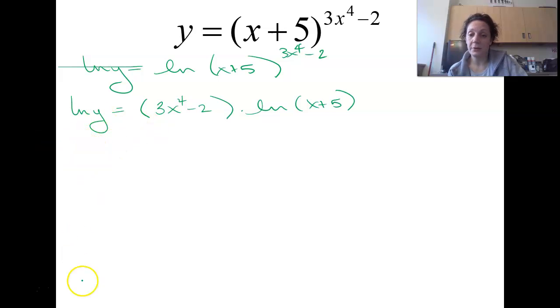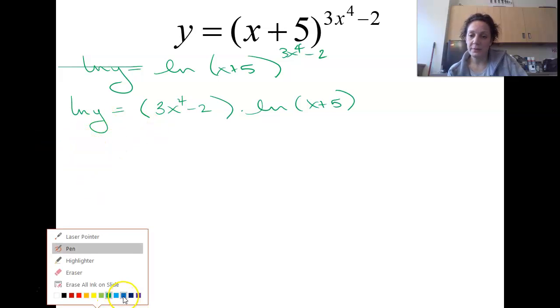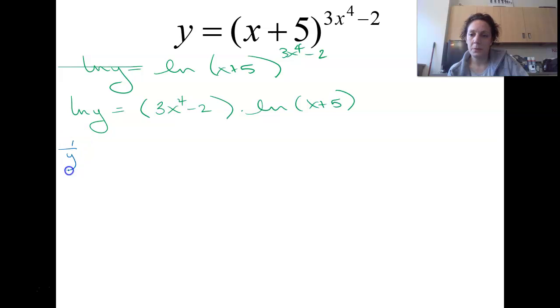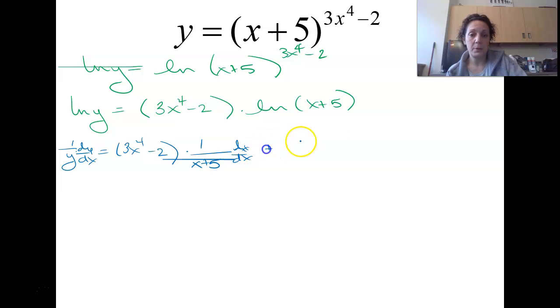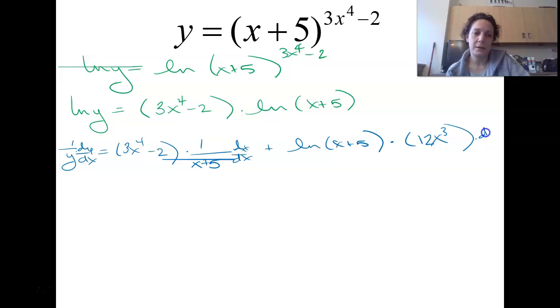All right, so let's take our derivative. I did my algebra, derivative time. 1 over y dy dx equals, there's my product sitting there waiting for me. So I have 3x to the 4th minus 2. The derivative of the natural log of x plus 5 is 1 over x plus 5 dx dx. Plus natural log of x plus 5 times the derivative of 3x to the 4th, which is a nice neat 12x to the 3rd. Again, dx dx.